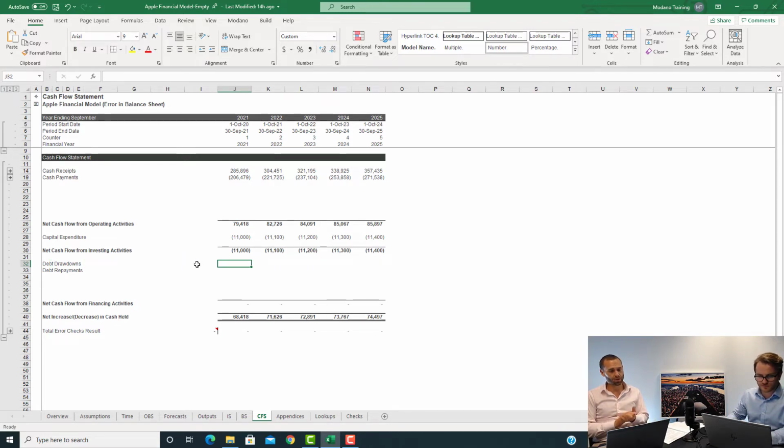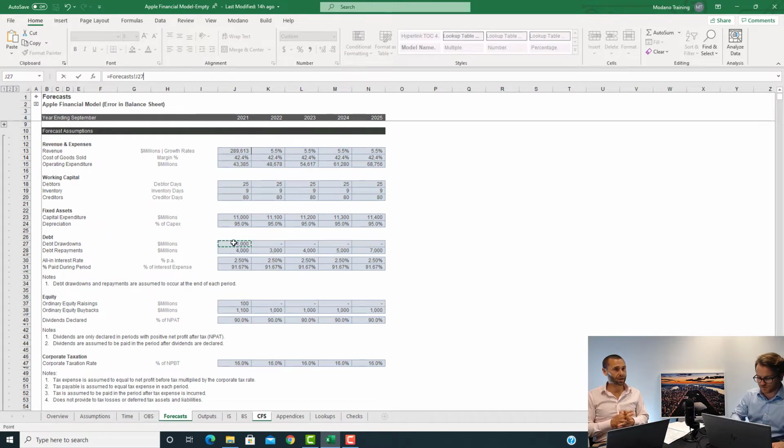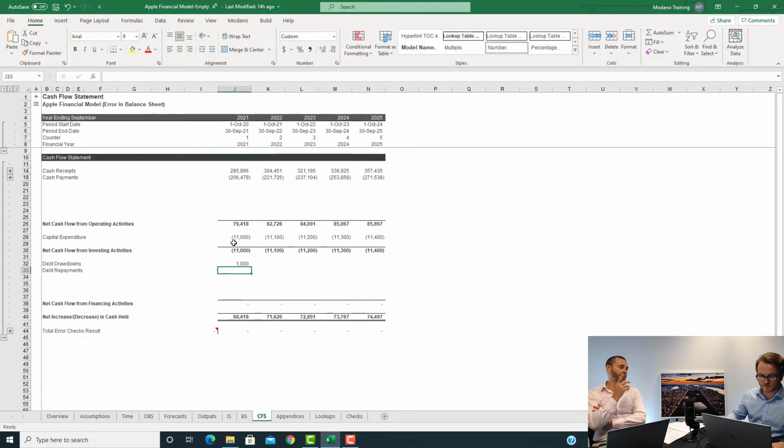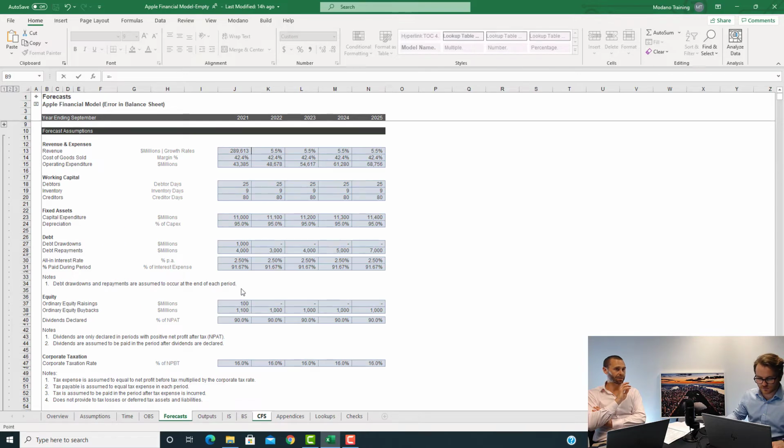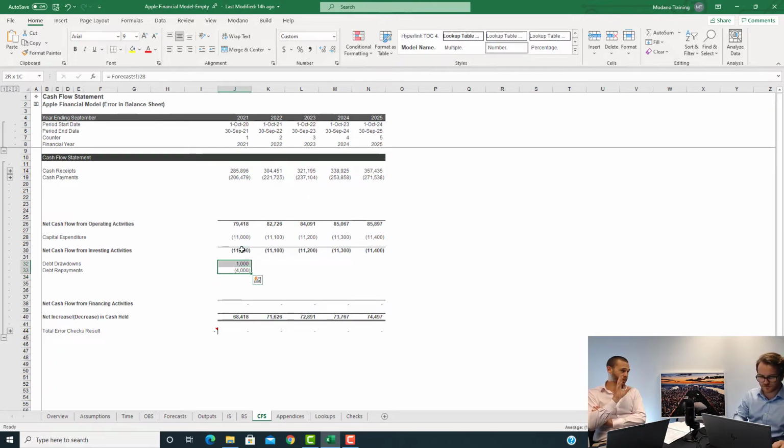Let's go to J32 and just do equals and go to the forecast assumptions. Put equals forecast J27, which is the drawdown assumption. You can see the drawdowns and repayments are both positive numbers. So for the repayment in J33, we're going to do equals negative forecast J28. Yep, and that's going to give us the negative number. In our cash flow statement, we want positives and negatives.